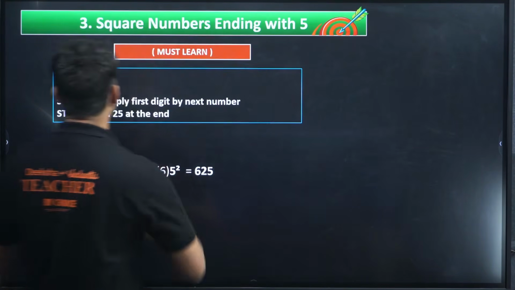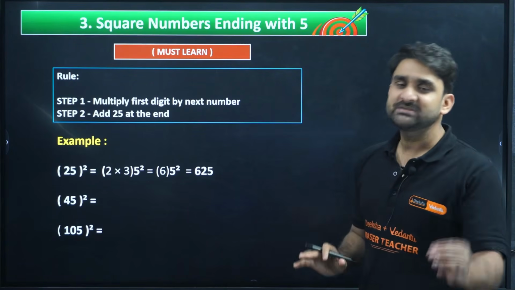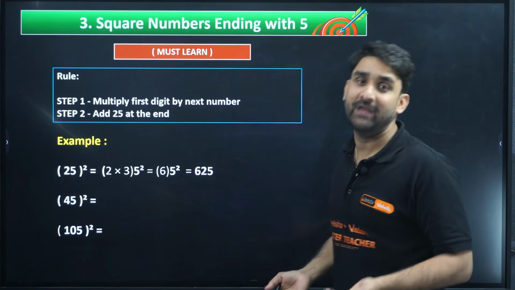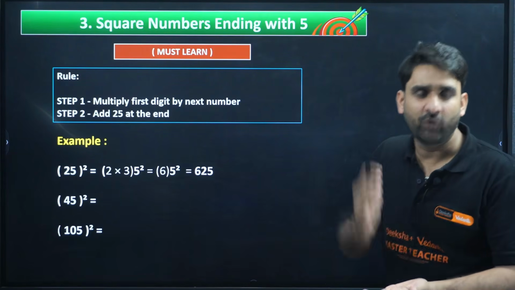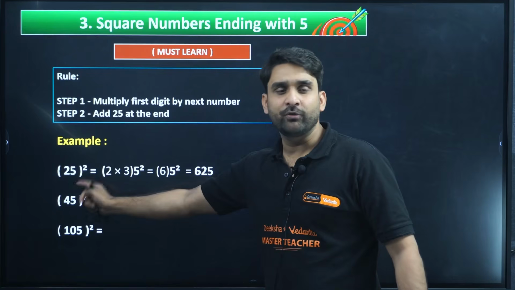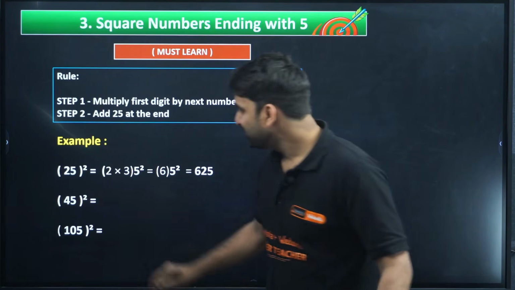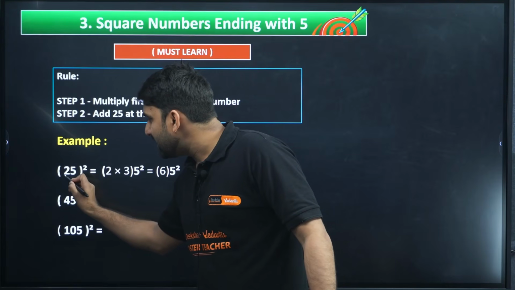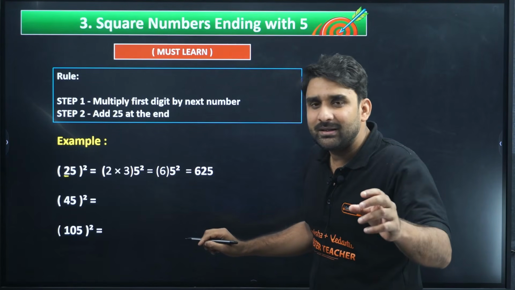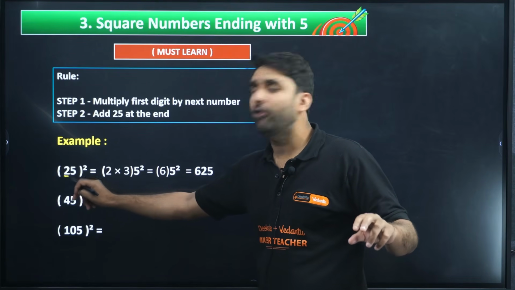Okay, now moving to the next, third trick, which is squaring numbers ending with 5. It means if a number is ending with 5, how you have to square that number, like 25, 15, 45, 35, 75 and all. So there is an example. If we are doing 25 whole square, very easy, very easy. So what you have to do, the tens digit is 2, so add the number succeeding this 2.